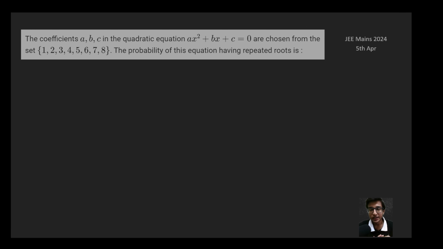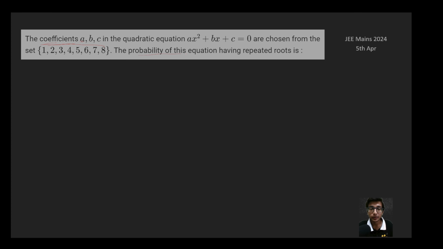Now this is a good question that was asked. This was a lengthy question of probability that was asked in previous year. The coefficients A, B, C in the quadratic equation are chosen from this set. Now that means A can be any value from this set, B can be any value from this set, C can be any value from this set. That means all these three can be same as well. It is not like if A has been given the value 2, that means B and C cannot take the value 2. B and C can also take the value 2. So they can be same as well.